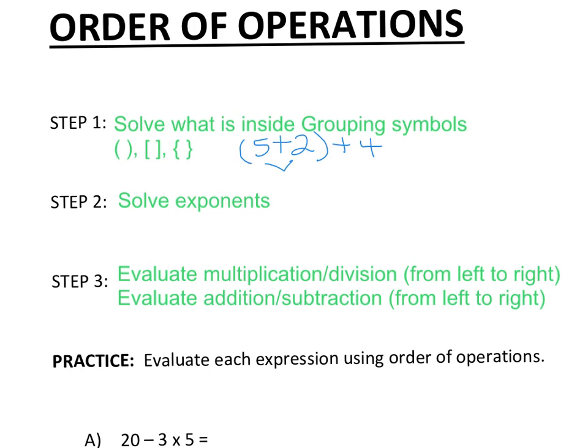So I'd have to solve 5 plus 2 first. Now in step 2, you solve exponents. If you were to have exponents in a problem, for example, if you had 3 to the second power plus 7, you have to solve the 3 to the second power first. So 3 to the second power means 3 times 3. And then you end up with 9, and then you can add 9 to 7 and get your final answer.